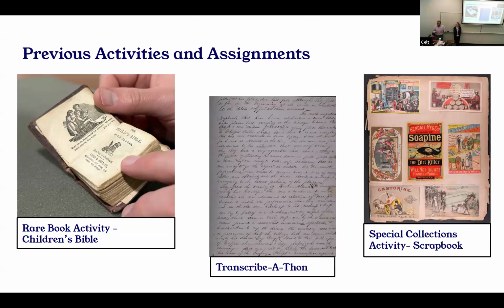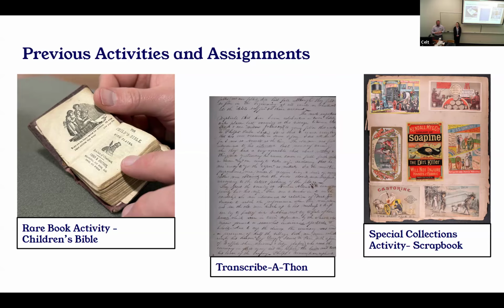And then, a couple of examples of previous activities and assignments. On the left side of the screen, we have the rare book activity, and this is an example of our children's Bible. You can see a little bit of scale and how small it is. This is an activity that Marissa has run in the past where students in small groups will interact with roughly 6 to 8 different books in our rare book collection, and they have a set of questions that they go through for each one.